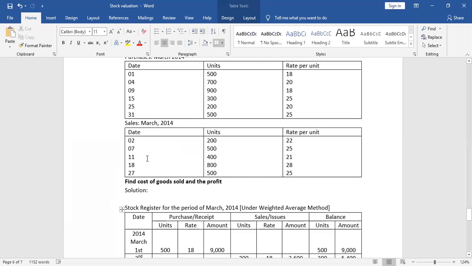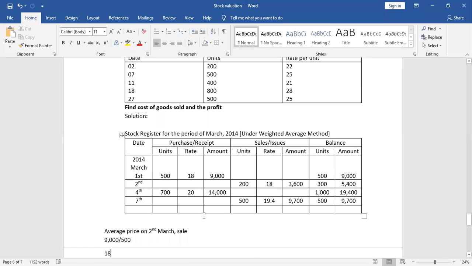The next transaction of sale is on the 11th. But after the 7th, before the 11th, the 9th comes, and on the 9th we have 900 units at 18 rupees. So on the 9th there is a purchase of 900 units for 18 rupees. Multiply 900 into 18. How much are you getting? Yes, correct. 16,200.